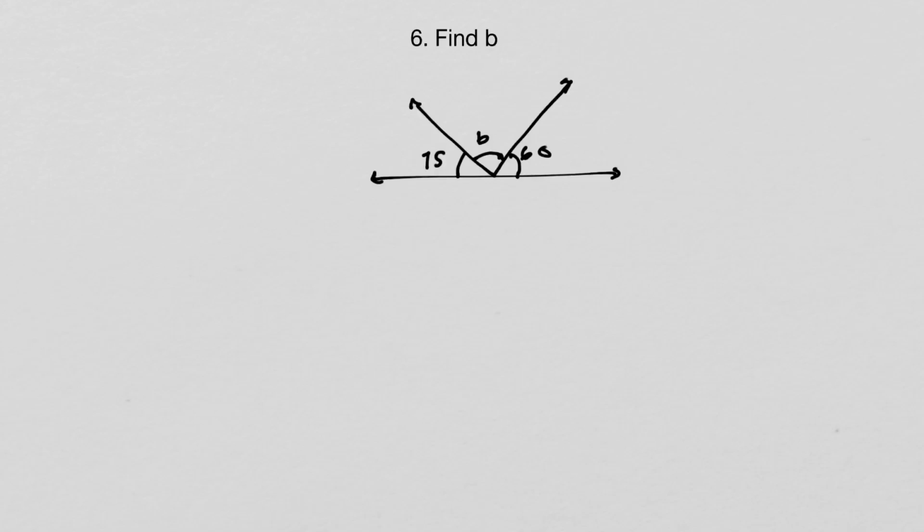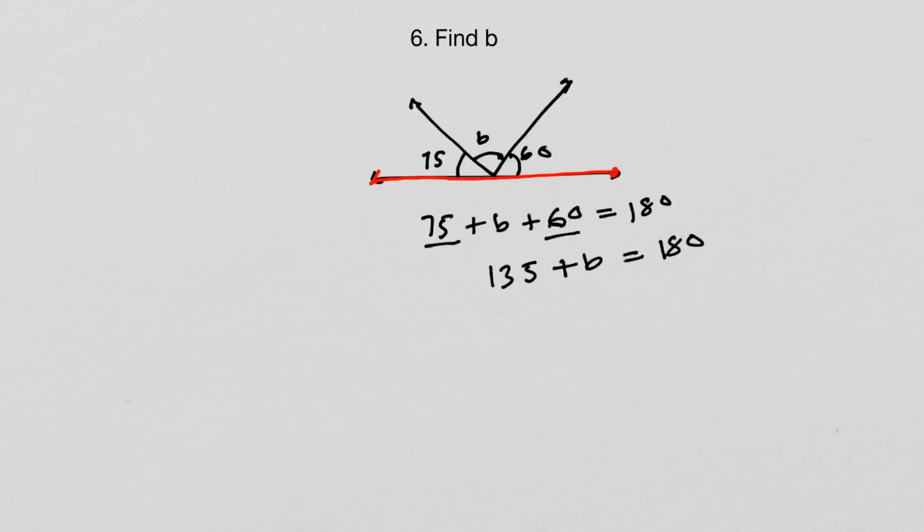Question 6. We want to find the angle B. Here again, we have angles on a straight line. So 75 plus B plus 60 must be equal to 180. We can add the 75 and 60 to get 135. We have B plus 135 equals 180.